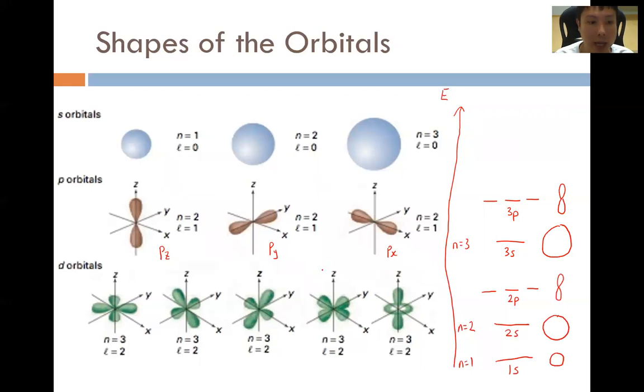However, when we get to energy level 3, the principal quantum number 3, there is a set of d orbitals that look like a cloverleaf pattern. And the cloverleaf pattern, as I've drawn before, looks like this.